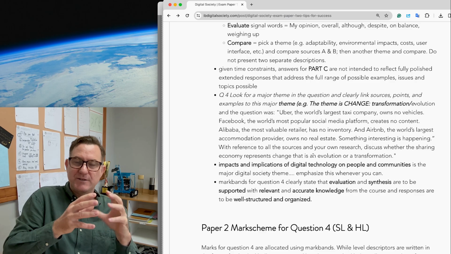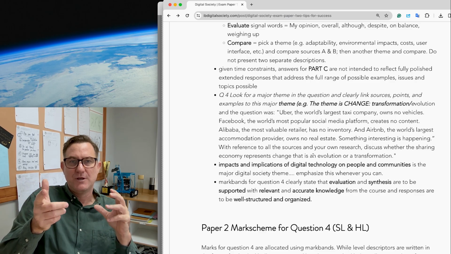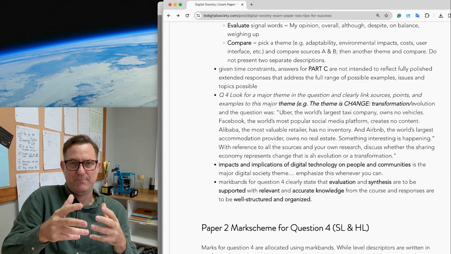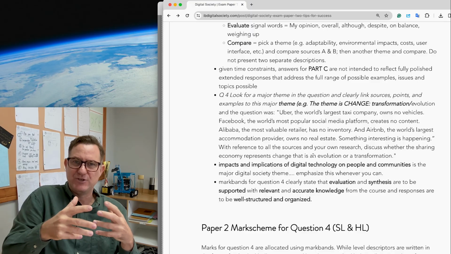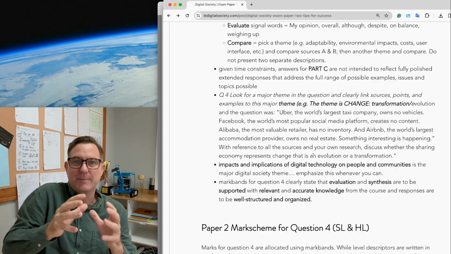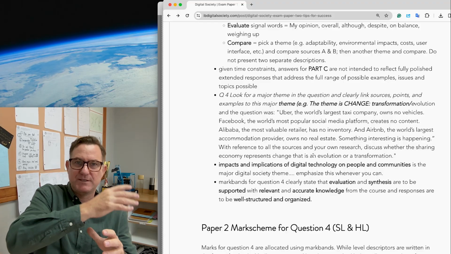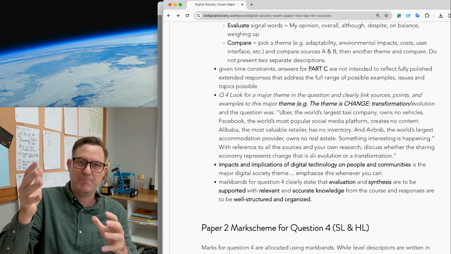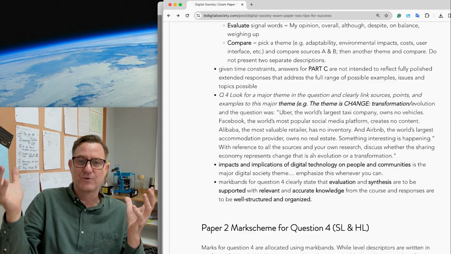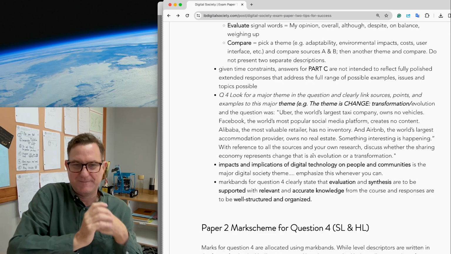Okay, next one here, bullet point, impacts and implications of digital technology on people and communities, a major theme. So you need to understand digital technology. When you think about paper 2, they're talking about Airbnb. So you're thinking about what's the technology involved in Airbnb? You need to understand the digital technology. That's the first part. Second part, you now need to start thinking about how this digital technology impacts different stakeholders, different communities, and different people. What are some of the positive impacts? What are some of the negative impacts? So that's the major theme of this whole course. If you can embrace that kind of theme in your answers, I think the examiners will be impressed.